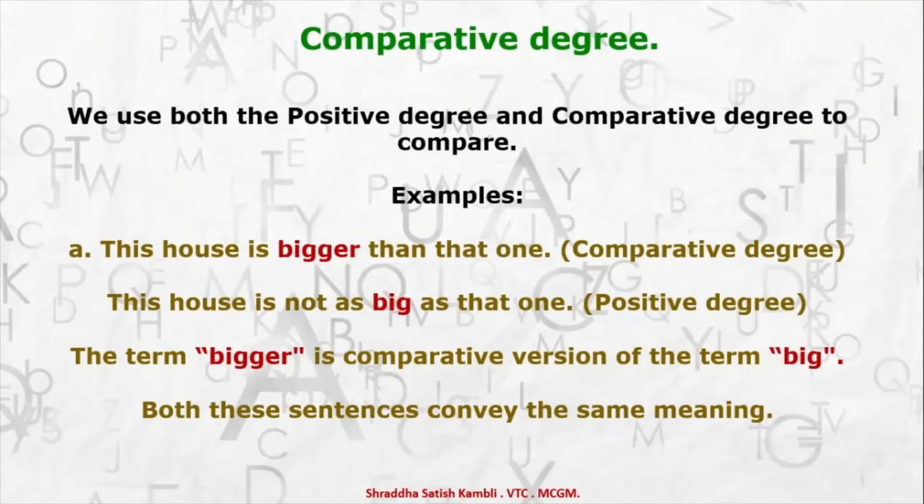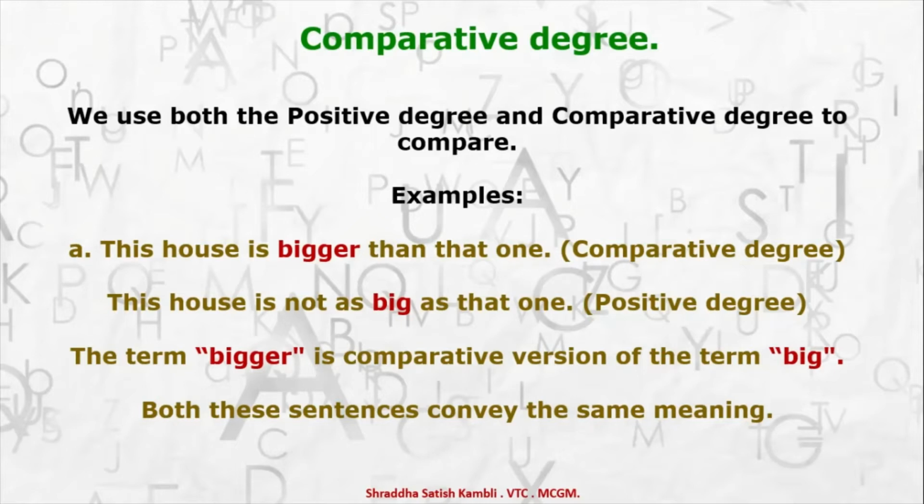But if I say this house is not as big as that one, see, I have used the word big only. I have not used the word bigger. But at the same time, I am comparing also. So sometimes the adjective or the adverb can even be used in its positive degree form to compare. The term bigger is a comparative version of the term big. But both these sentences convey the same meaning and are used for the same purpose, that is, for comparison.